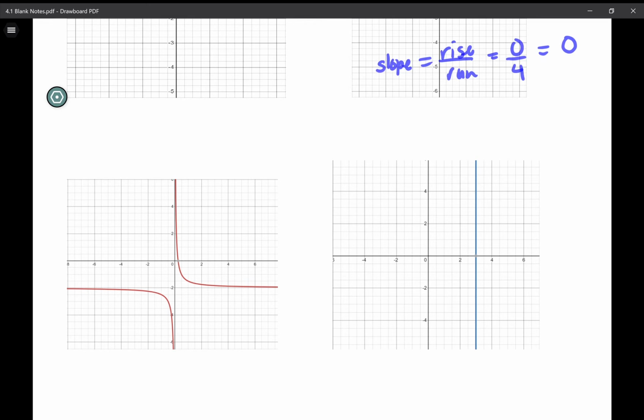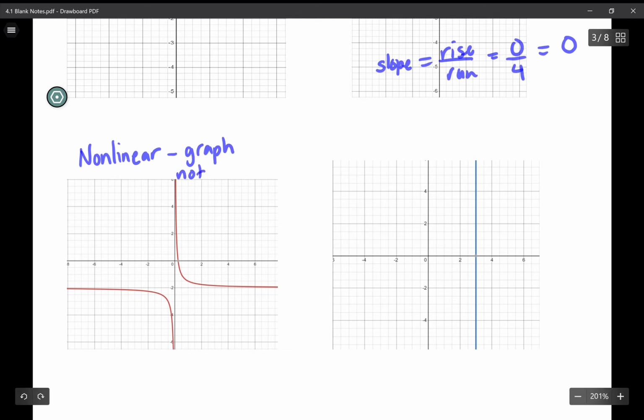Let's look at graph number 3 down here, the red graph. Is this a linear function? Nope, not linear. Non-linear. And we know that because the graph is not a straight line. That's all you need to say. Graph, not a straight line. Or even just not a line, but I want to be careful. Graph, not a line.